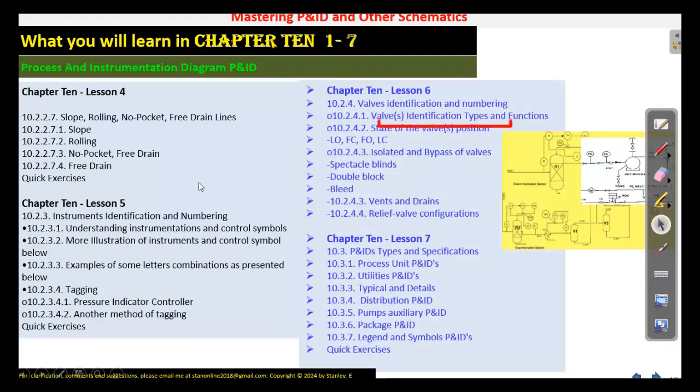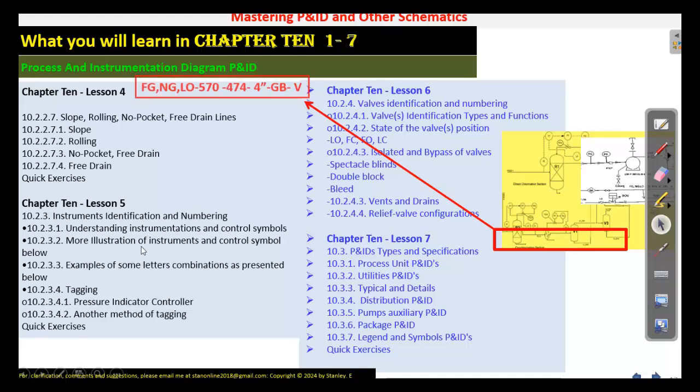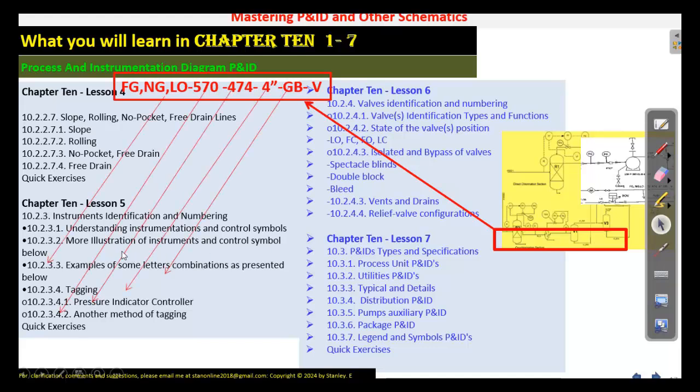In lesson 4, we're going to be looking at slope, rolling, no pocket, free drain lines. In lesson 5, we're going to be looking at instrument identification and numbering system. Understanding instrument and control symbols. More illustration of instrument and control symbols. Examples of some letter combinations as presented. Tagging, pressure indicator controller. Another method of tagging, and some quick exercises.